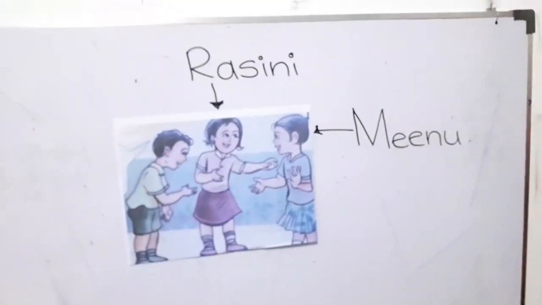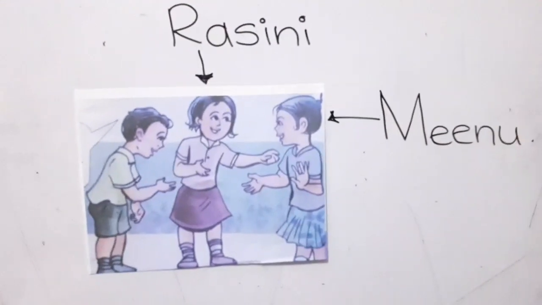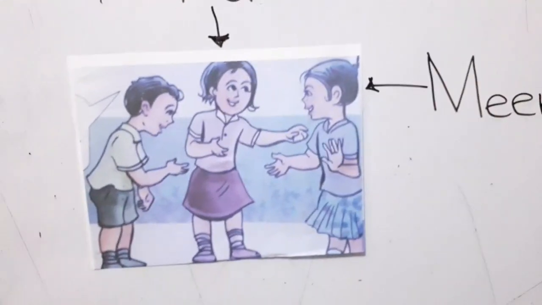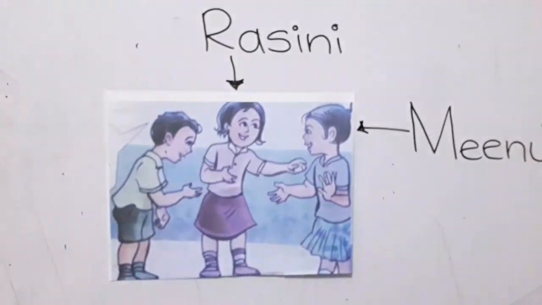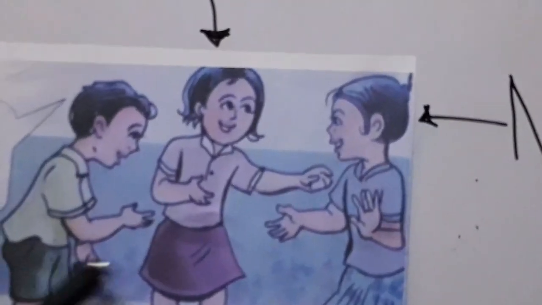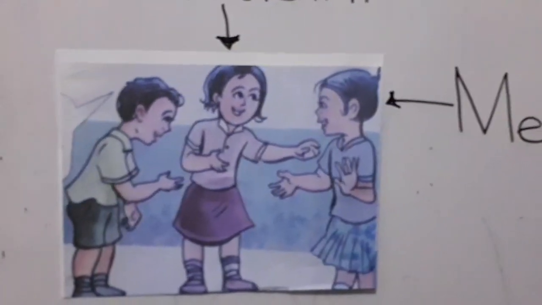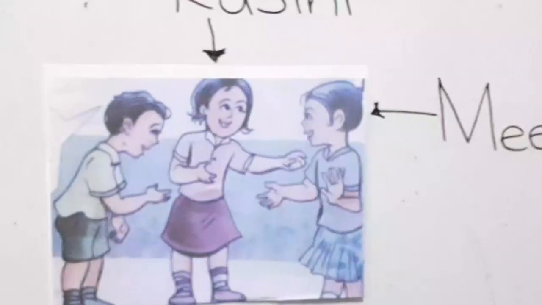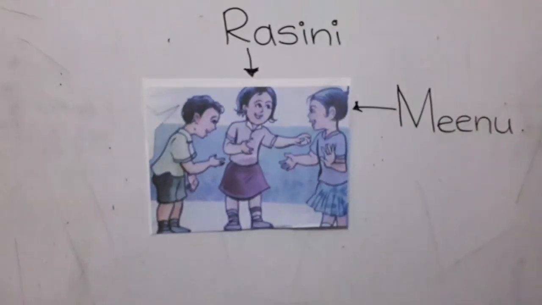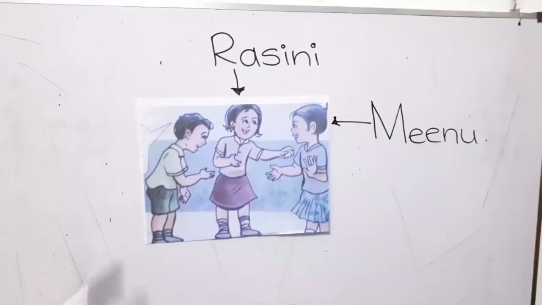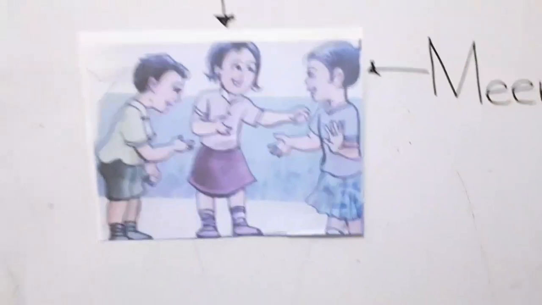This is your classroom, okay? You can see the friends are in the classroom. How many friends are there? Yes, there are 1, 2, 3 friends. How many girls are there? There are 2 girls. 1, 2. How many boys are there? There you can see only 1 boy, right?